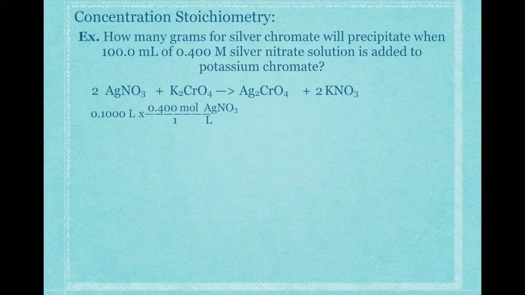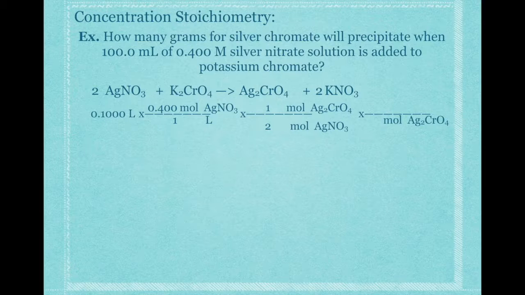Now that I'm in moles, I can get into moles of silver chromate. So I'm going to put moles of silver nitrate on bottom, moles of silver chromate up top. It's 1 to 2. Then I can get into grams of silver chromate. So I'm going to put moles of silver chromate on bottom and grams up top. Then I'm going to put the molar mass and 1 on bottom. All right, so now I just do the math, and the answer I get is 6.63.